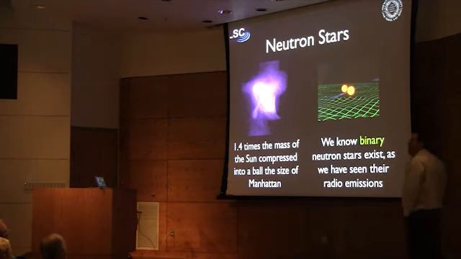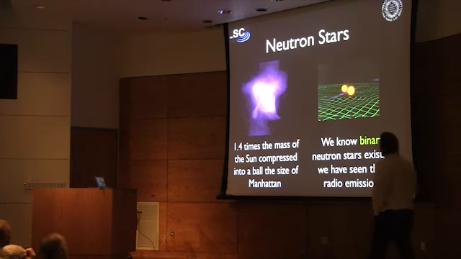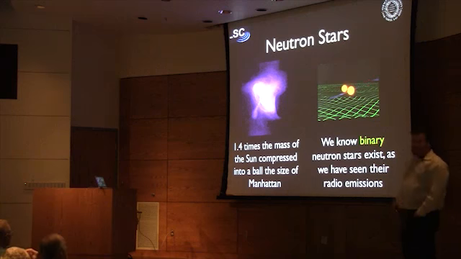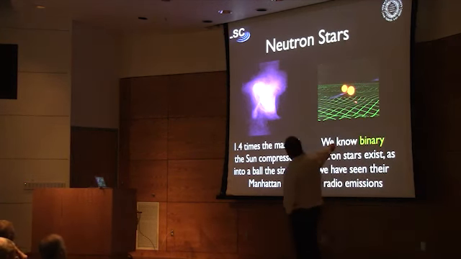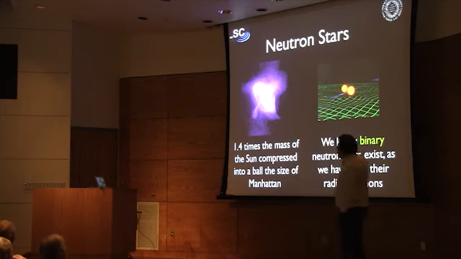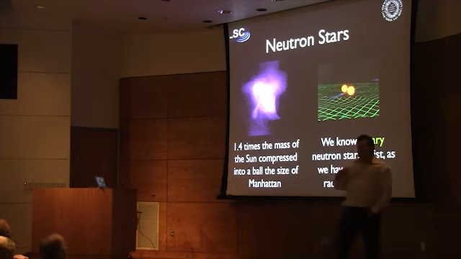Hulse and Taylor won the Nobel Prize for observing the first binary neutron star. So we've seen their radio emissions. What we haven't yet seen, and what we're seeking with LIGO, is these gravitational wave emissions, the direct gravitational wave emissions that these neutron stars are emitting as they spin around each other. We know that these exist because we've seen them in the radio.